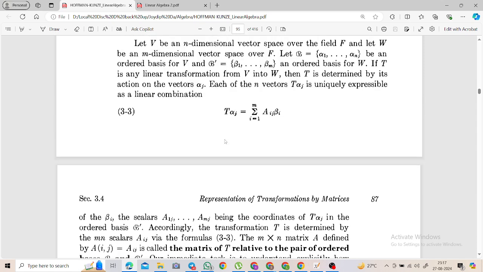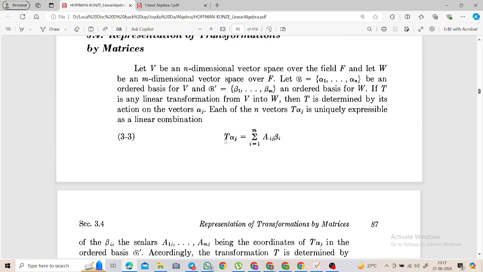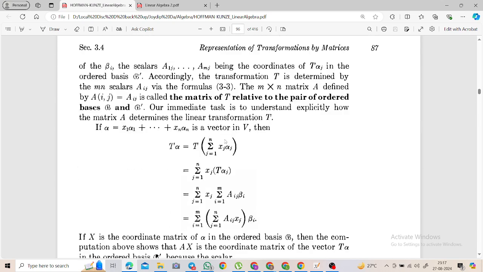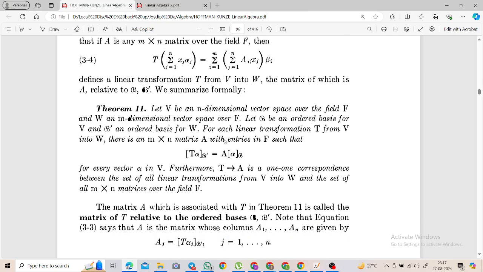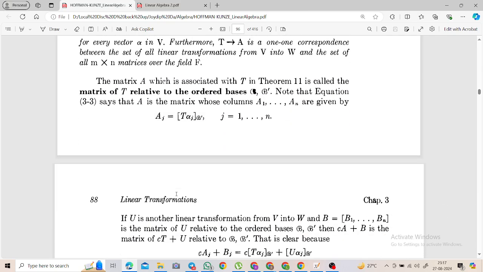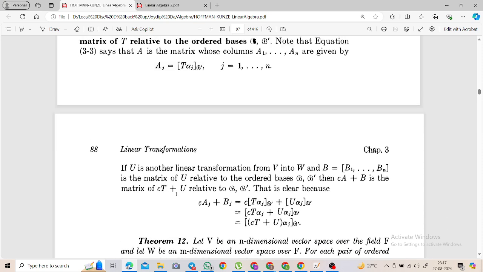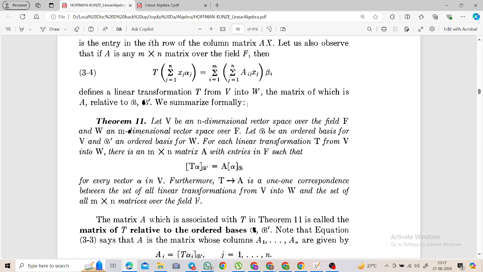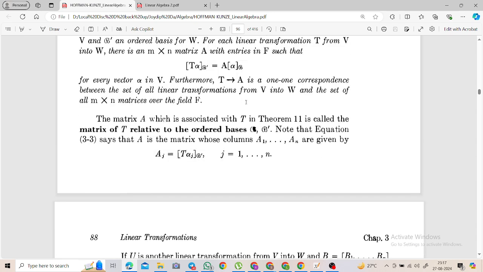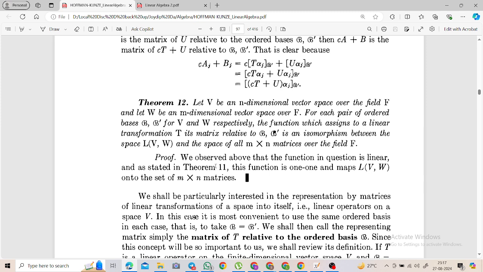I would request you to read this from section 3.4, from this to this theorem actually. Not only to this theorem, but till this.